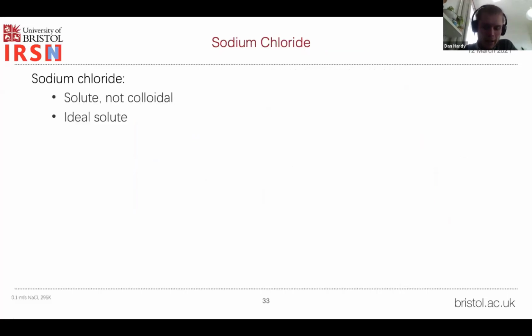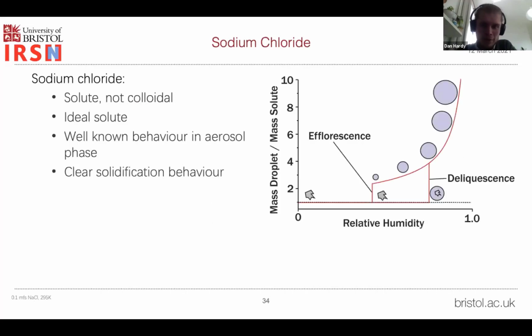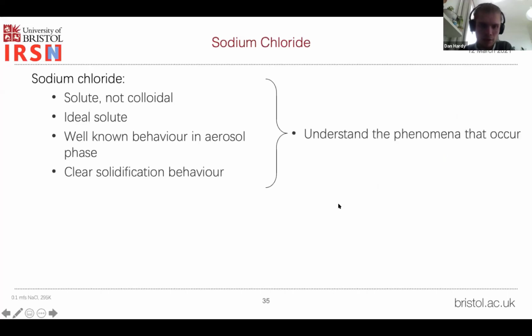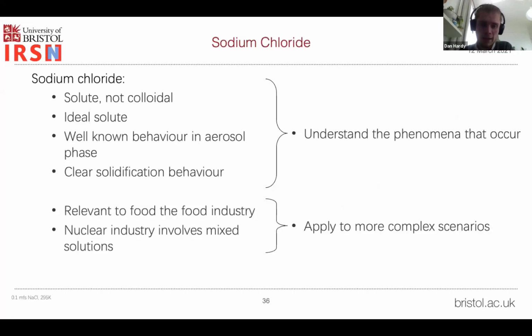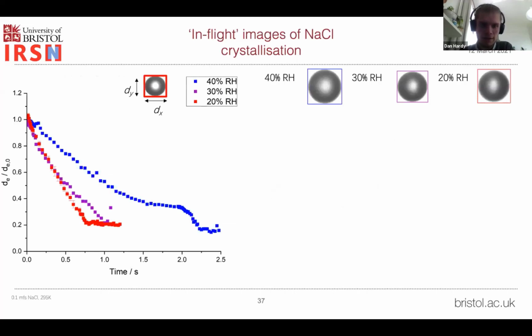So let's look at an actual chemical system. Sodium chloride is an ideal solute. It has well-known behavior in the aerosol phase, and it's got a really well-defined crystallization point. So at low relative humidity, it will form a solid in a very well-defined way. It's a good system for us to begin to understand the phenomena that occur for drying aerosol before we look at something more complicated, and then we can go ahead and expand our understanding.